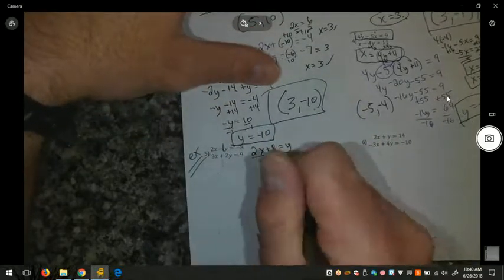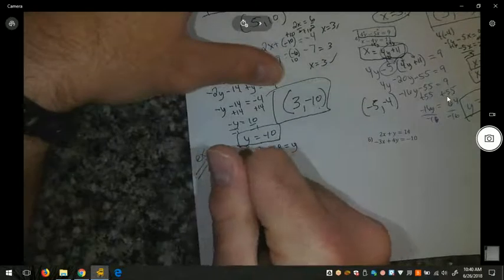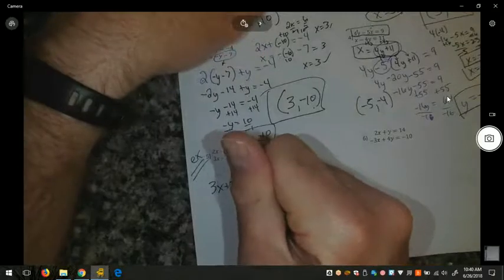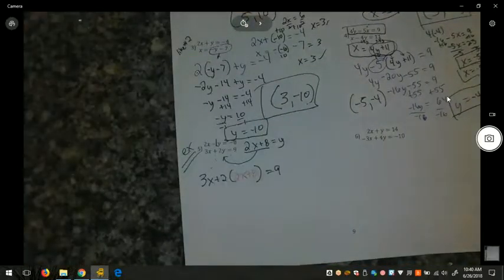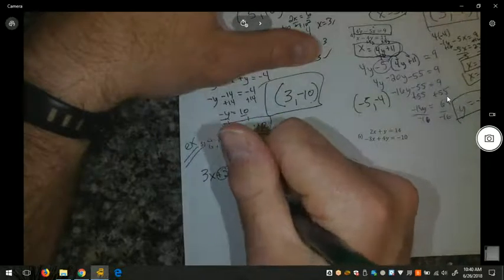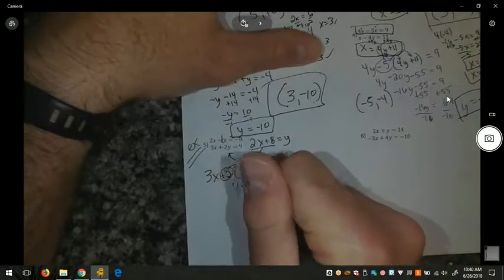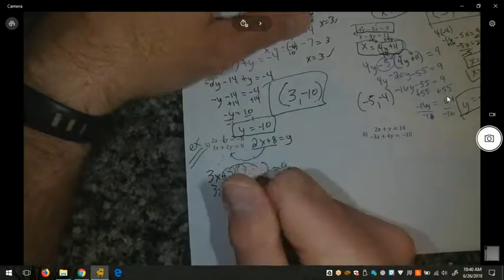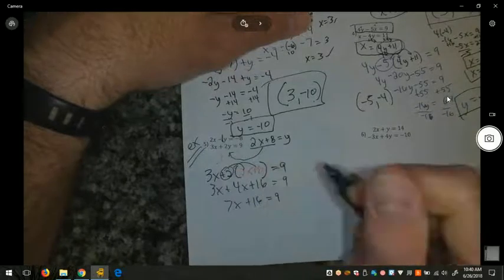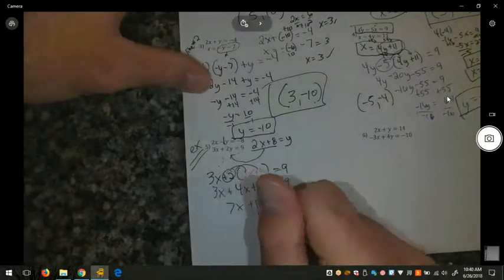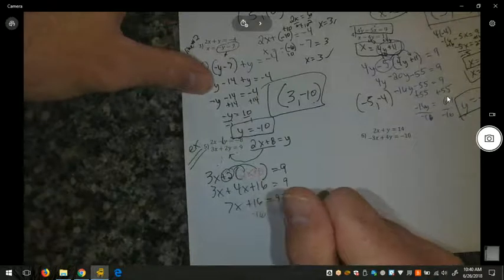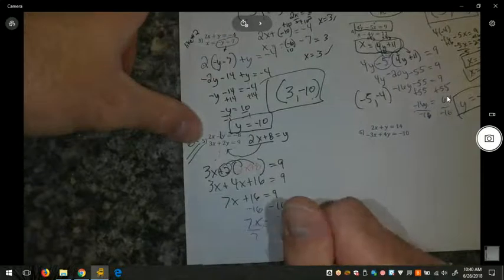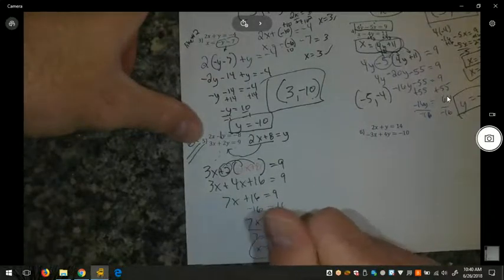I'm going to take this and plug it in for y. 3x plus 2 times y equals 9. Our expression for y was 2x plus 8. We're going to distribute the positive 2 to both terms. So 4x plus 16, bring down our 9 and bring down our 3x. This gives us 7x plus 16 equals 9. When I subtract 16 from both sides, I get negative 7. Positive 7x equals negative 7. Dividing by 7, I get x equals negative 1.